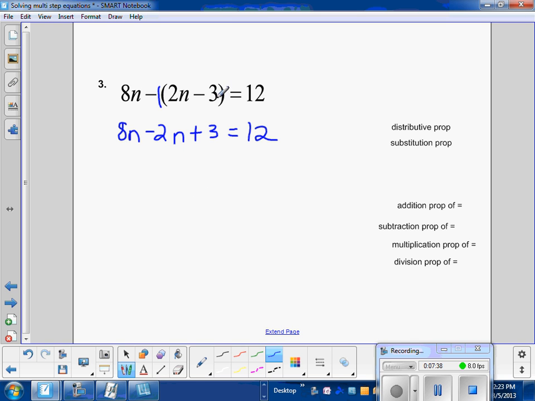We're minusing this, so this has to be the opposite. If we were just adding this, we wouldn't need the parentheses, but we're subtracting it. So think of it as multiplying by a negative 1, so you have to distribute the negative 1 or change the signs. All right, so that was an example of the distributive property. Now we're going to combine 8n and 2n and get 6n. So I'm substituting 6n for 8n minus 2n.